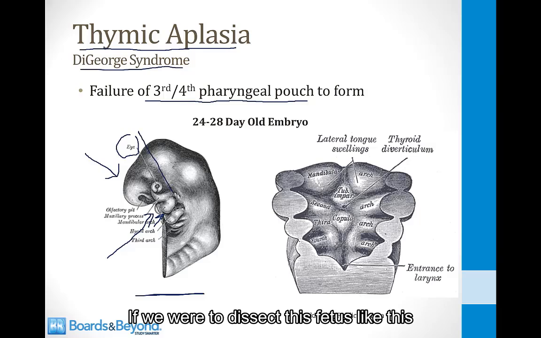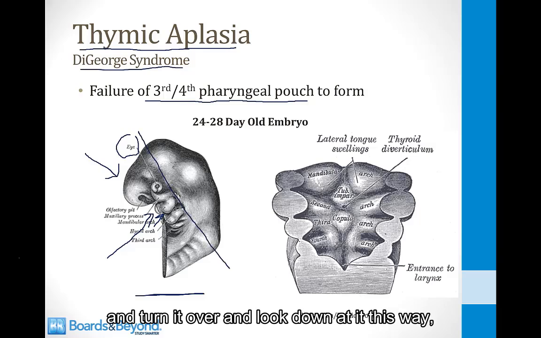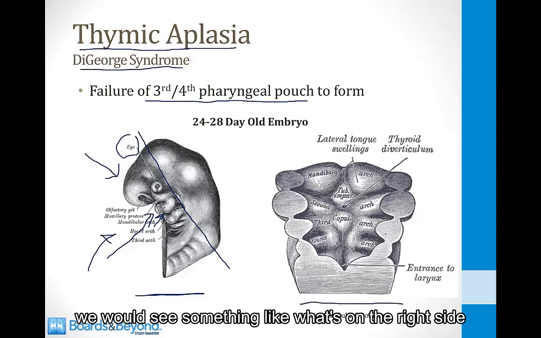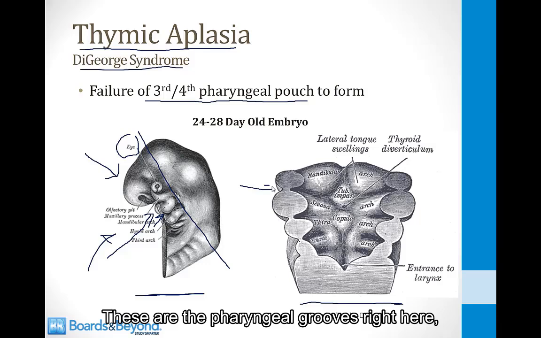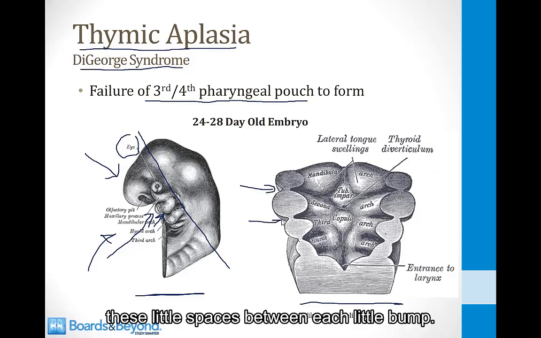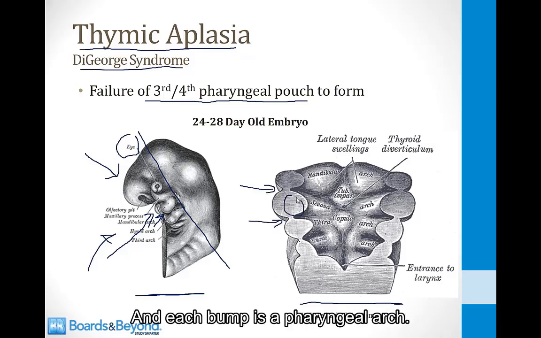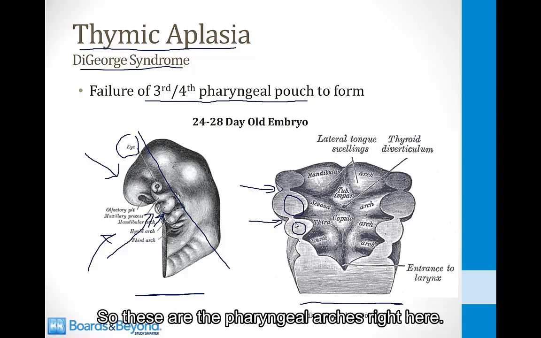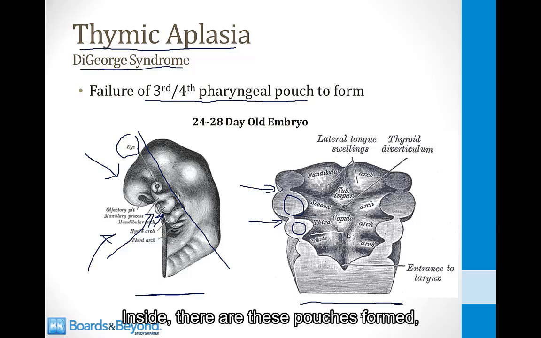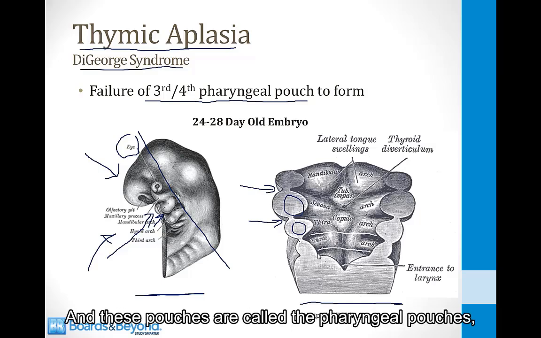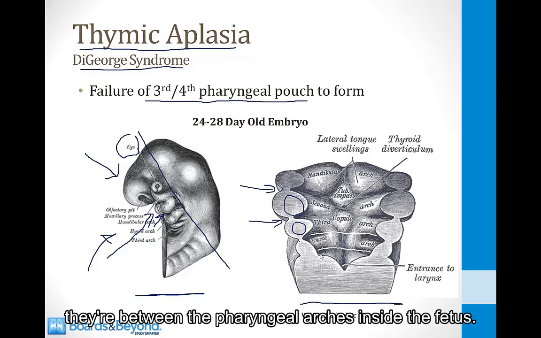If we were to dissect this fetus like this and turn it over and look down at it this way, we would see something like what's on the right side of the screen here. These are the pharyngeal grooves right here, these little spaces between each little bump, and each bump is a pharyngeal arch, so these are the pharyngeal arches right here. Inside there are these pouches formed. I'm marking them here with my white pen, and these pouches are called the pharyngeal pouches. They are between the pharyngeal arches inside the fetus.